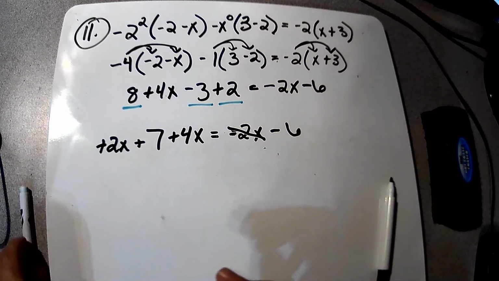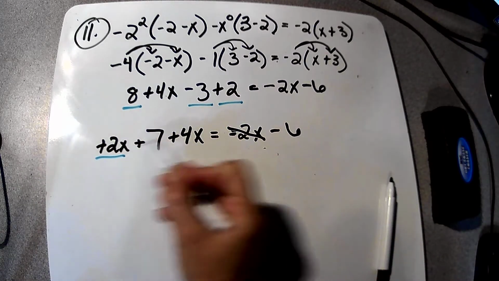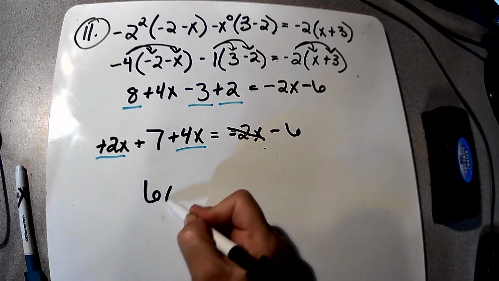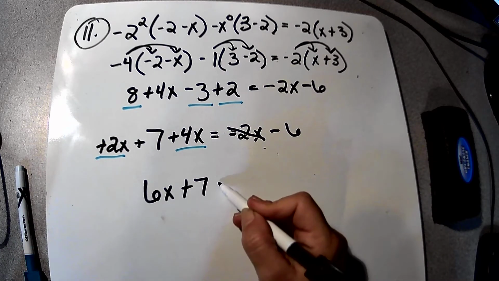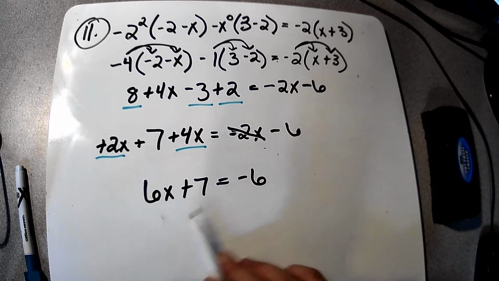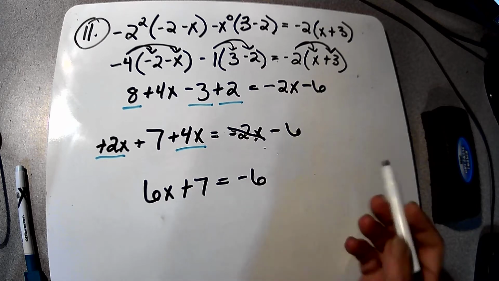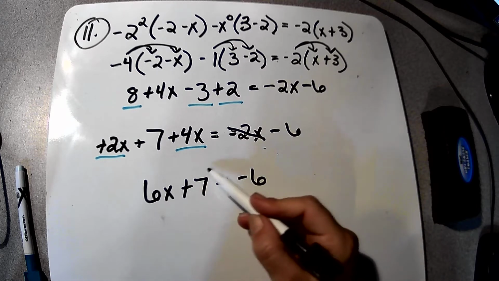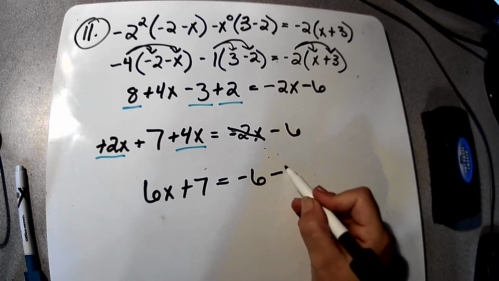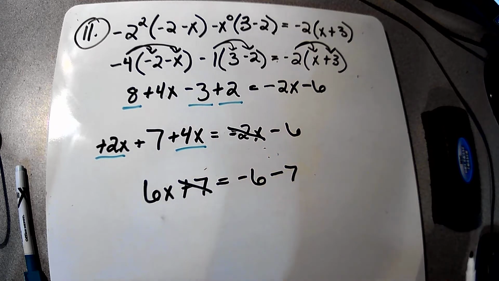Now we can combine like terms again. So now we've got 2x and 4x, and that's going to make 6x plus 7 equals negative 6. Okay, now I am going to get my constants on the same side, so to move this positive 7 to the other side of the equation, I'm going to have to make it be negative 7, so that gets rid of that.